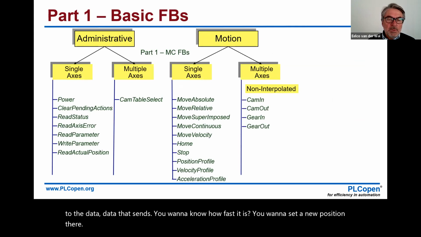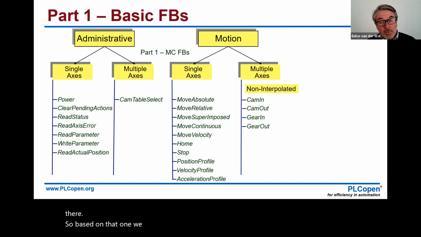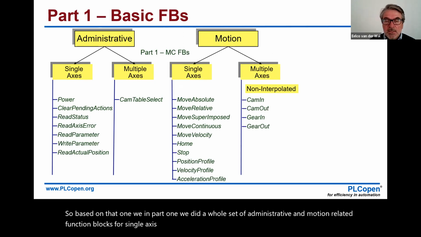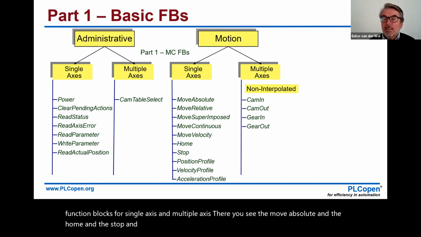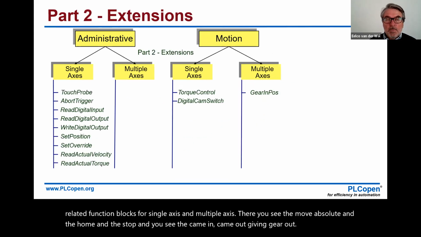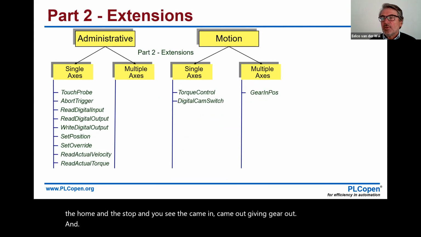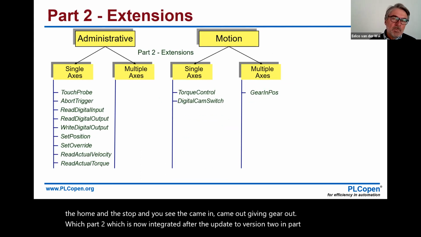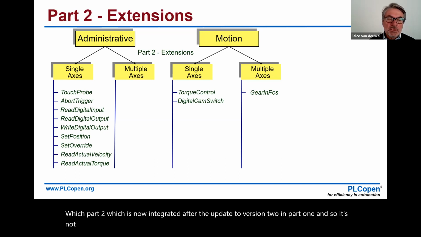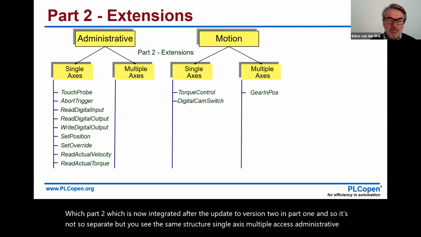So based on that, in part one, we did a whole set of administrative and motion related function blocks for single axis and multiple axis. There you see the move absolute and the home and the stop, and you see the cam in, cam out, gear in, gear out. With part two, which is now integrated after the update to version 2 in part one, it's not so separate, but you see the same structure: single axis, multiple axis, administrative and motion related parts.